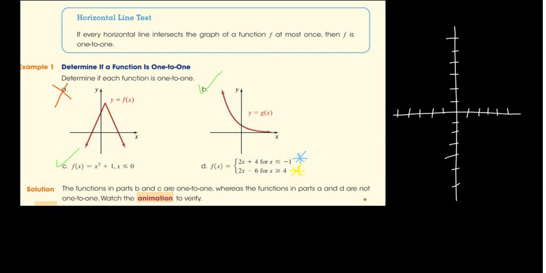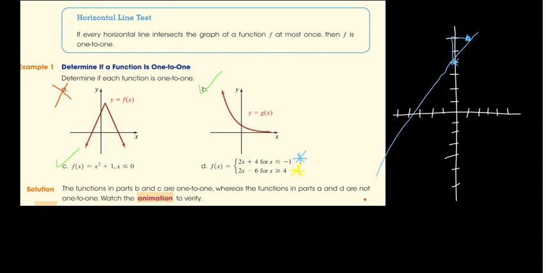Alright, so 2x plus 4. We need to go up 4 units on the y-axis, so 1, 2, 3, 4, and it has a slope of 2. So we are up here right now, and we have a slope of 2, so it's rise over run: we're going to rise 2 and run 1. We start here, go up 2 and over 1, and it looks something like this.